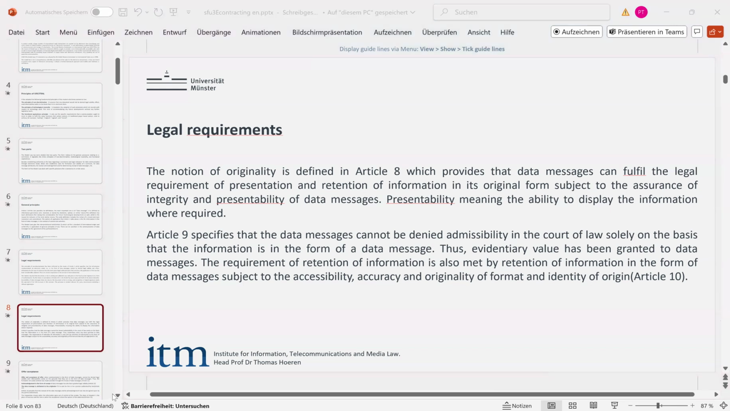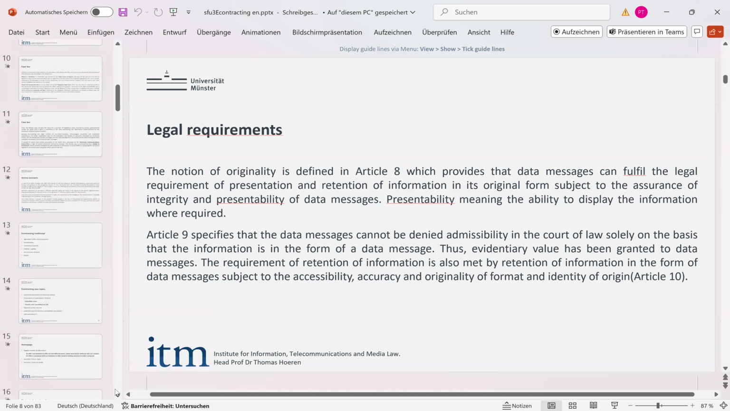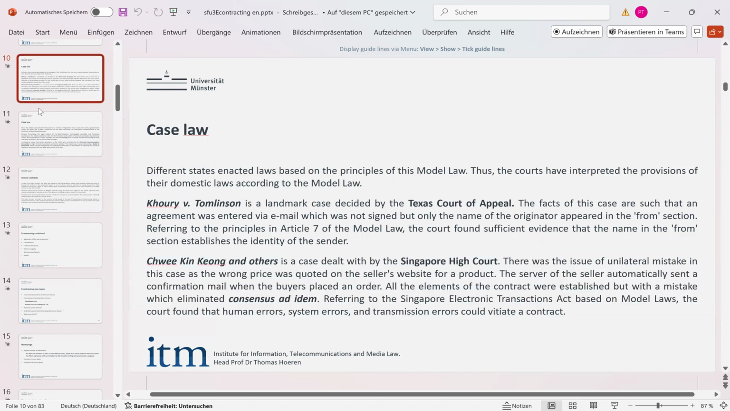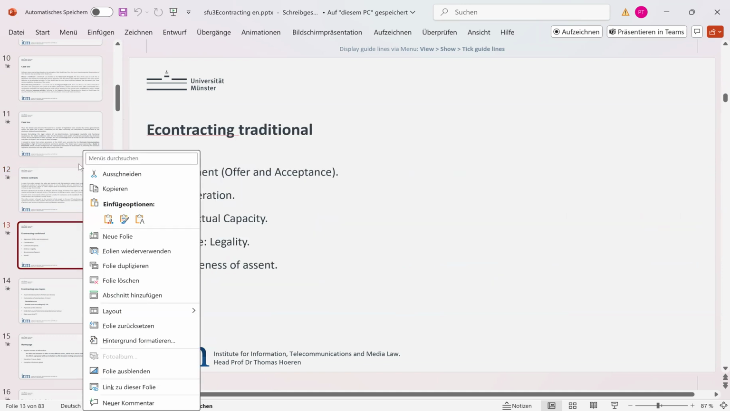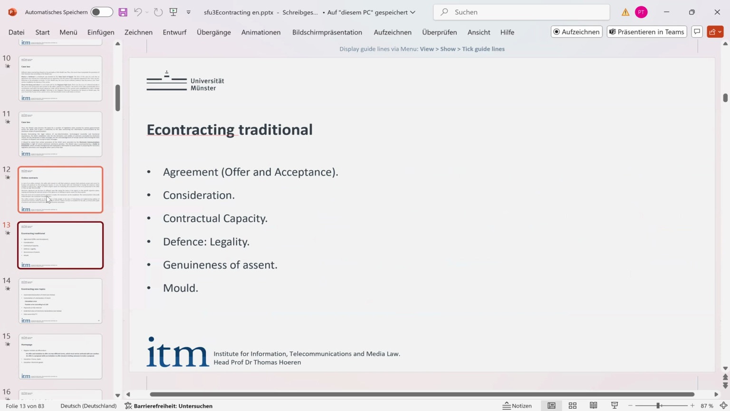So there are the UNCITRAL rules. When we have a look at the EU regulations in the area of e-contracting, we will not find any regulation. The Commission only has a view on consumer contracts, not necessarily on B2B contracts. It's not a topic for Brussels.